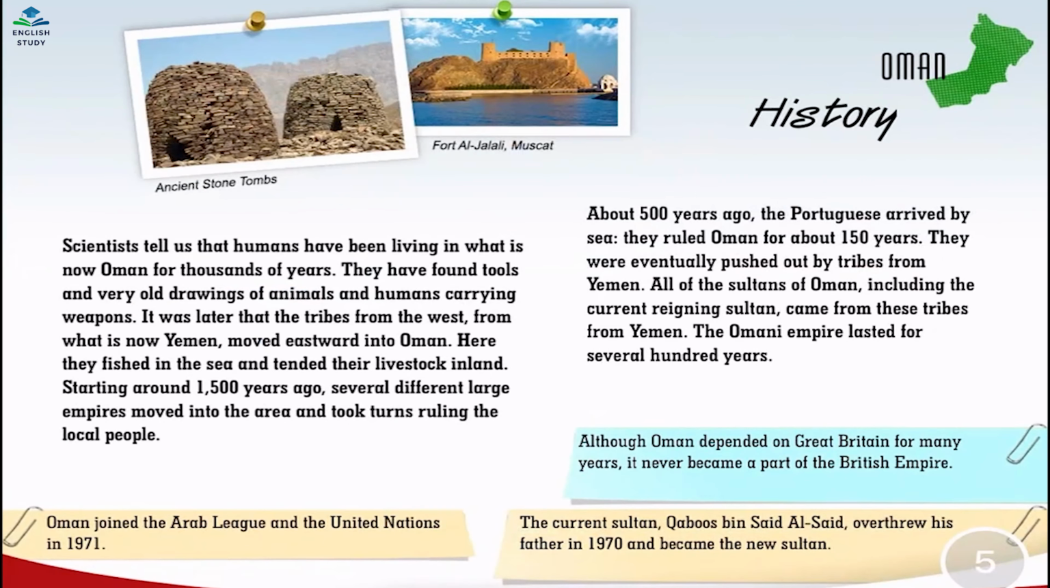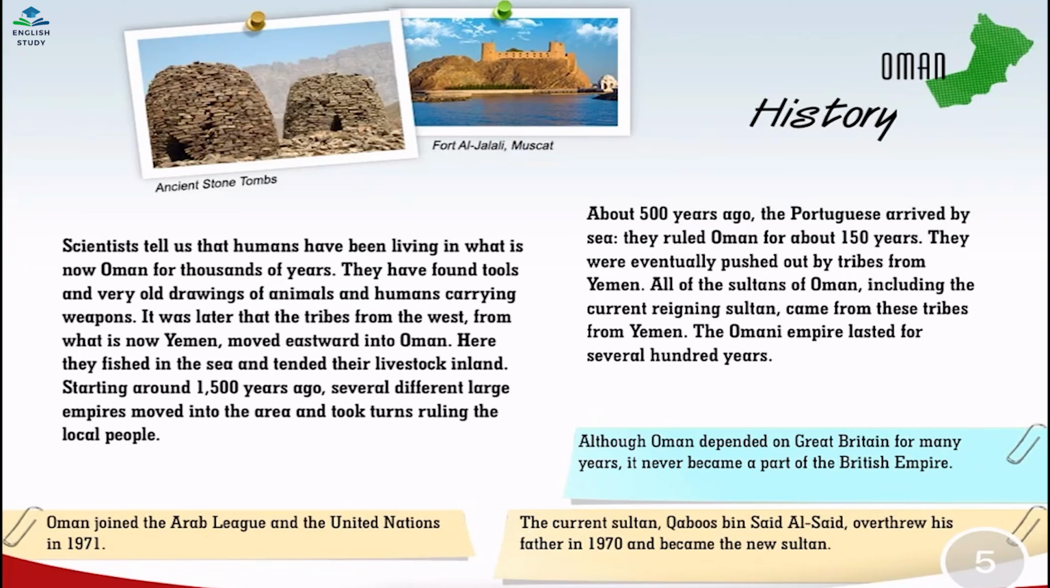History. Scientists tell us that humans have been living in what is now Oman for thousands of years. They have found tools and very old drawings of animals and humans carrying weapons. It was later that the tribes from the west, from what is now Yemen, moved eastward into Oman. Here they fished in the sea and tended their livestock inland. Starting around 1,500 years ago, several different large empires moved into the area and took turns ruling the local people.